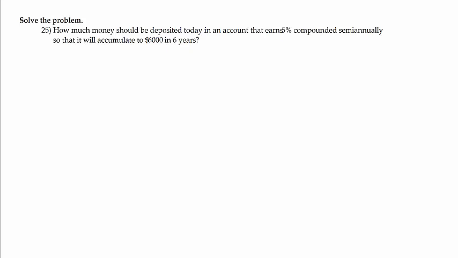How much money should be deposited in an account that earns 5% compounded semi-annually so that it will accumulate to $6,000 in 6 years? Okay, so the first thing I need to do is figure out which formula I want to use. Now I'm talking about compound interest, so make sure that you don't look at any of the simple interest formulas. When you're talking about compound interest too, you're going to have that n is equal to, because you have to talk about whether it's compounded quarterly, semi-annually, daily, monthly, and so forth. So that's the other thing that's going to help you pick out the formula.